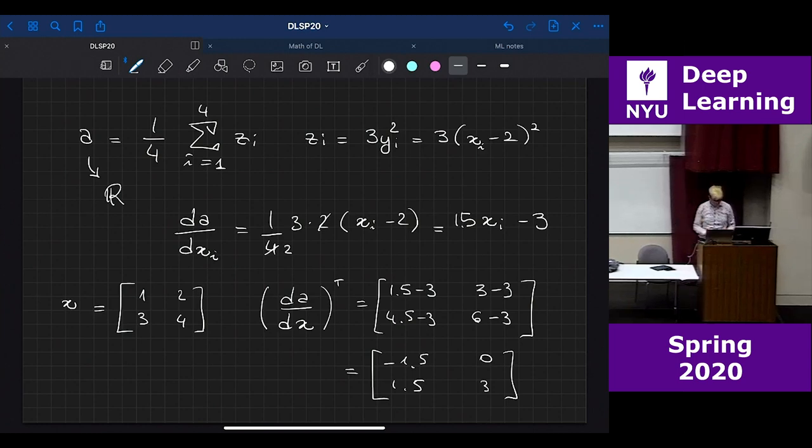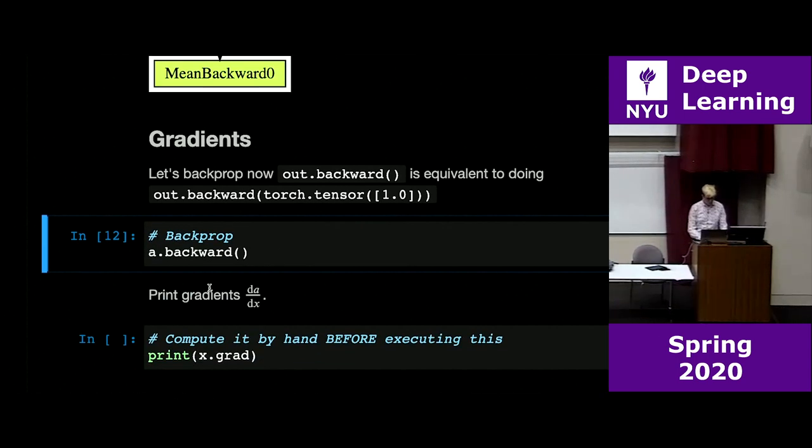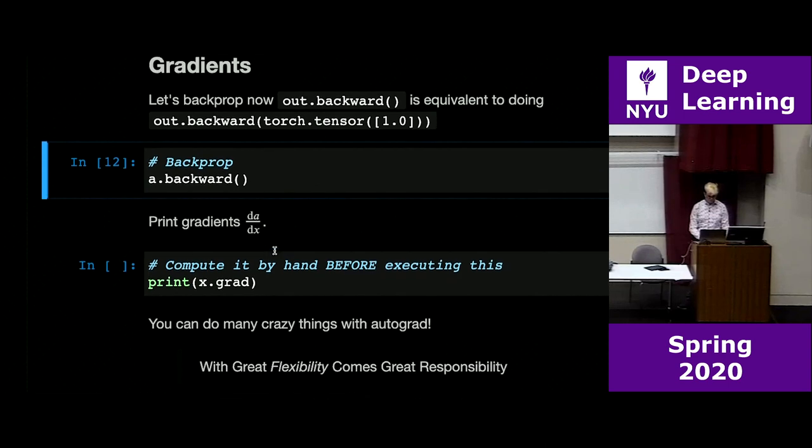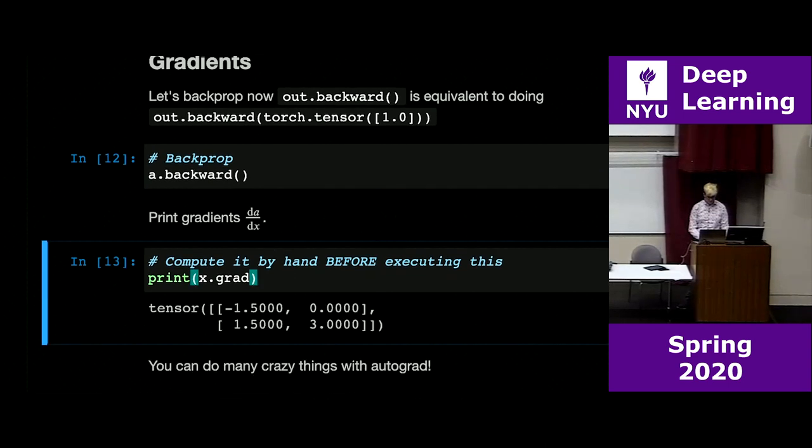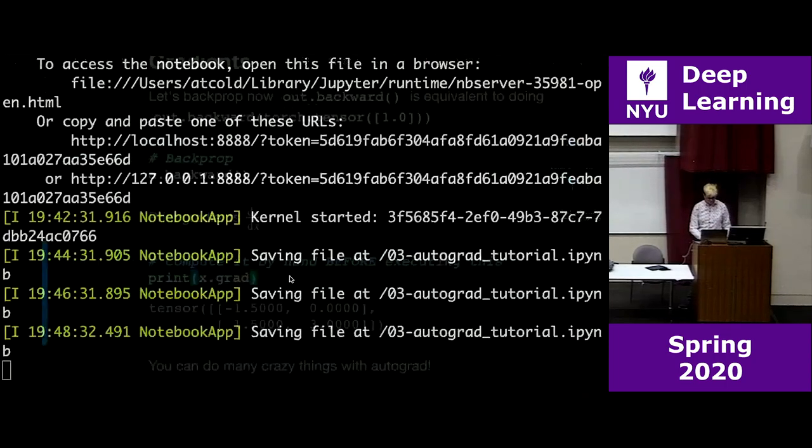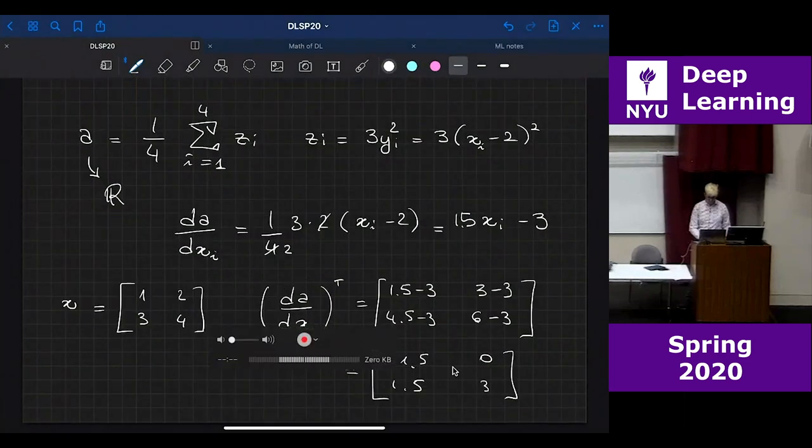Okay, let me just write this one here. Just remember, we already computed the back propagation here. I'm going to just print the gradients and then ta-da! It's the same stuff we got here, right?